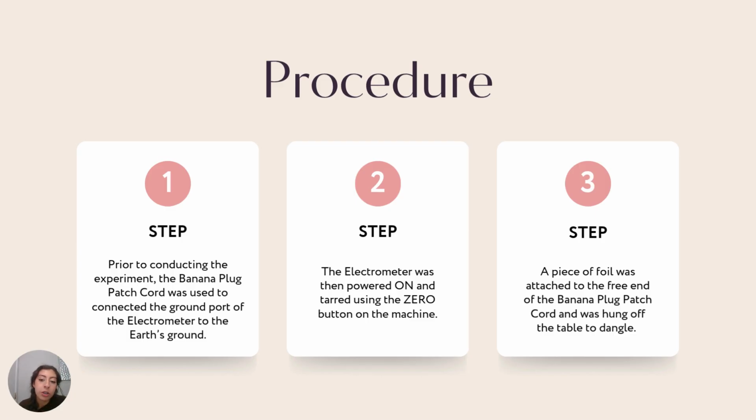For our procedure, before starting the experiment, the banana plug cord was used to connect the ground part of the electrometer to the Earth's ground. We grounded the electrometer and zeroed it to make sure it was ready to measure accurately. Next, we attached a piece of foil to the banana plug cord and let it dangle off the edge of the table.